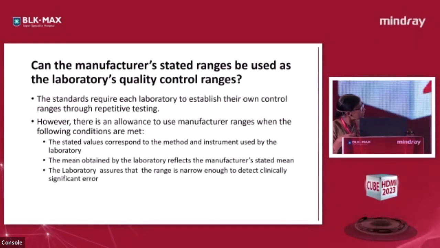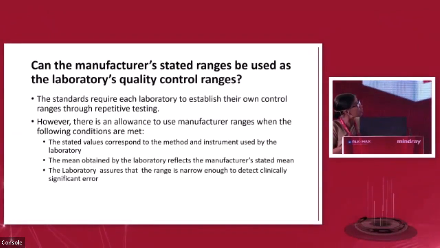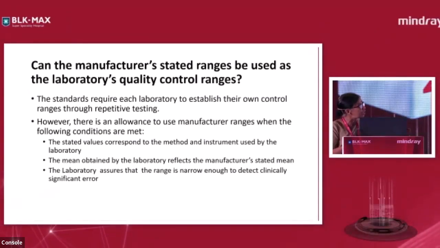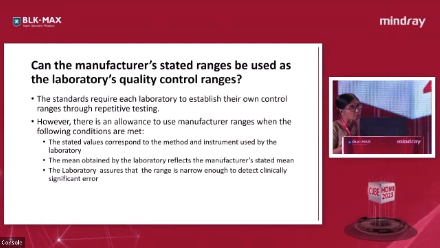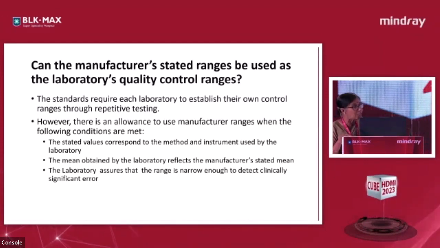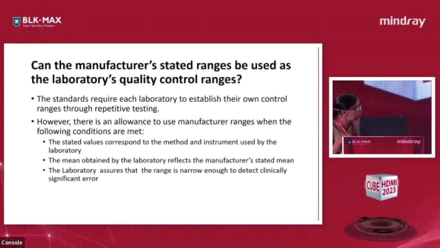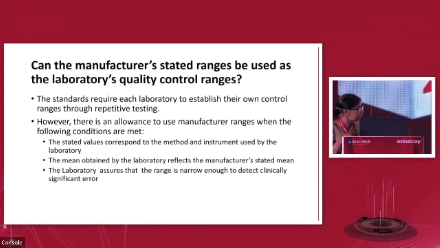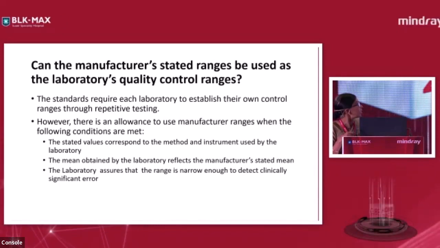So the important question, as I was just talking about in the previous slide: can manufacturers' stated reference ranges be used by the laboratory? Yes, the standard requires, as I mentioned, that the laboratory measure its own reference range. However, there is an allowance to use manufacturer ranges when the following conditions are met. The stated values correspond to the method and instrument used by the laboratory. The mean obtained by the laboratory reflects the manufacturer's stated mean, and the laboratory assures that the range is narrow enough to detect clinically significant errors.